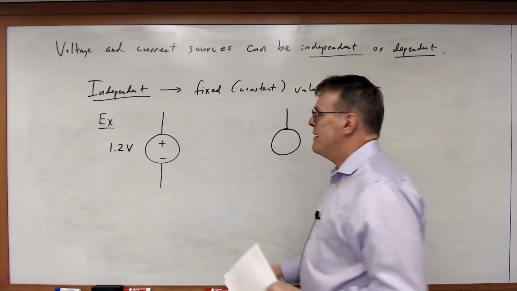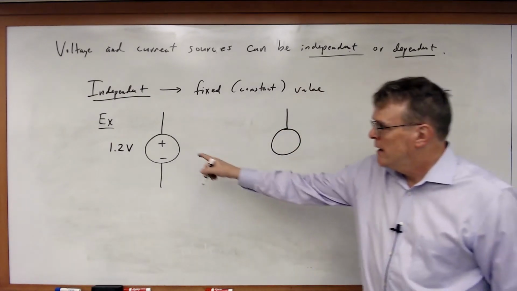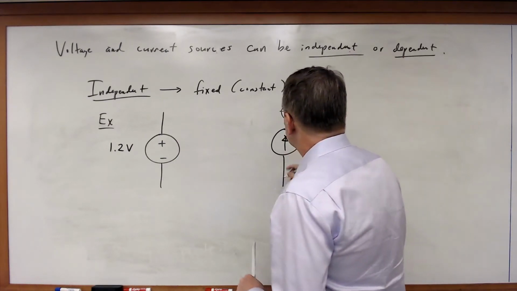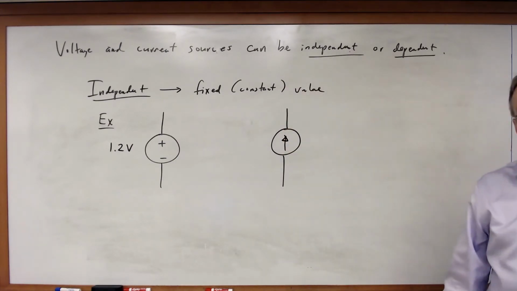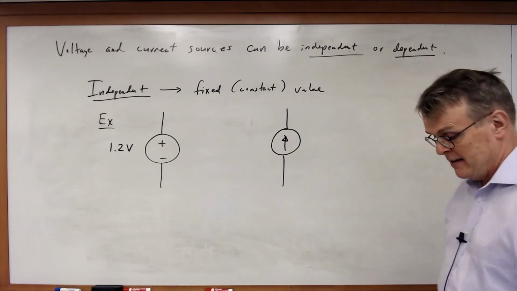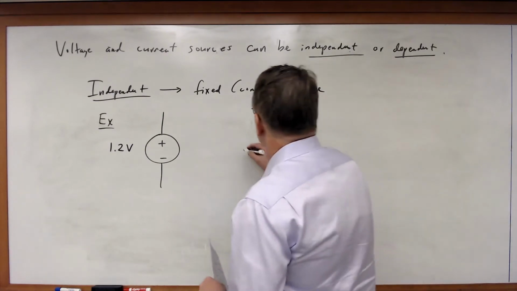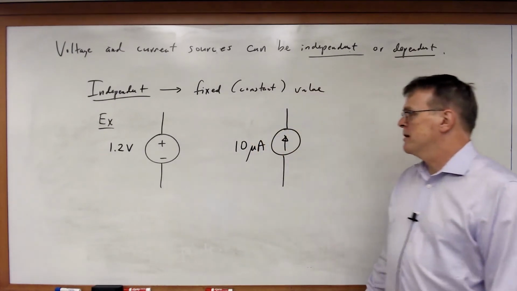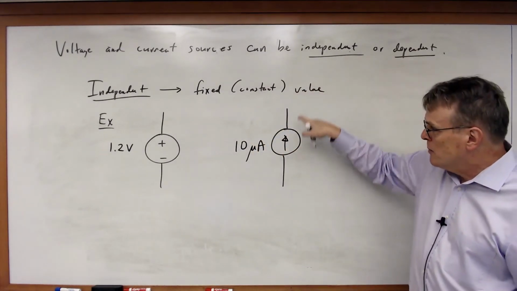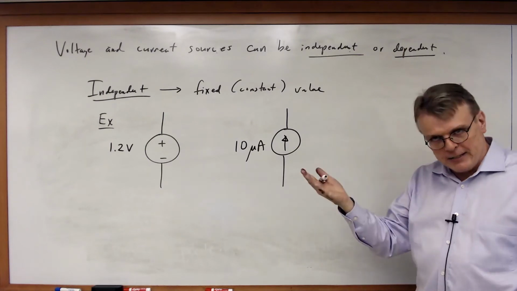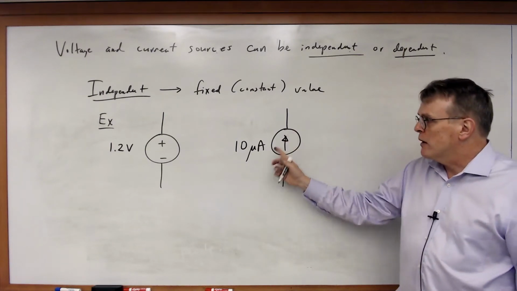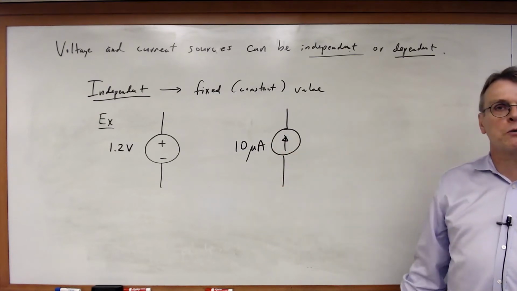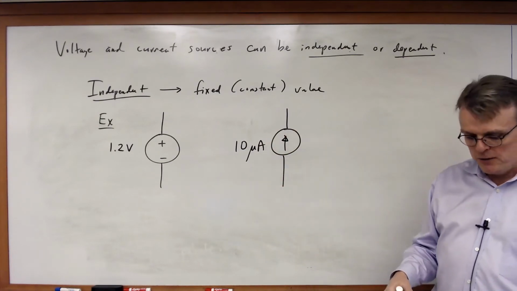Now, then I have an independent current source. Once again, it's a circle, except in this case, I'm going to draw an arrow to illustrate the direction of current. And in this case, I'll say this is, for example, 10 microamps. Once again, two terminals to connect it to. It's an ideal circuit element, the direction and the quantity of the current. So these are independent sources with fixed values.